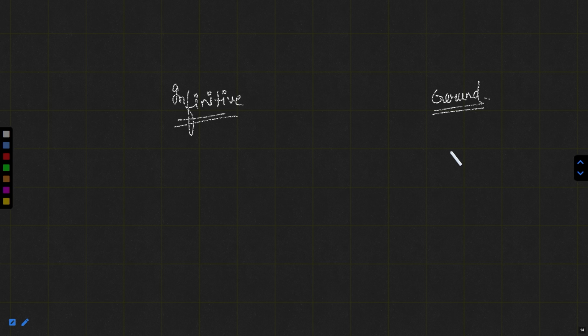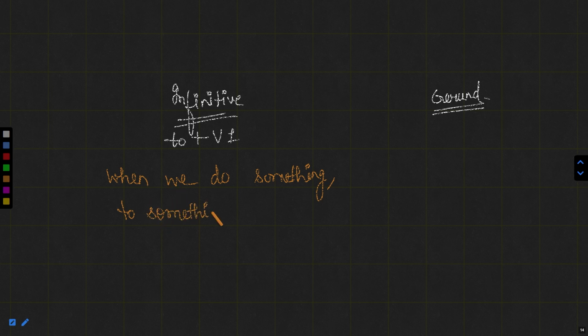But infinitives are used basically as to plus verb 1, but where? If we have a situation that when we do something, to do something. Now this concept we have already read in our chapter earlier, so you can revise it from there as well. So when we do something to do something, this is actually called infinitive.